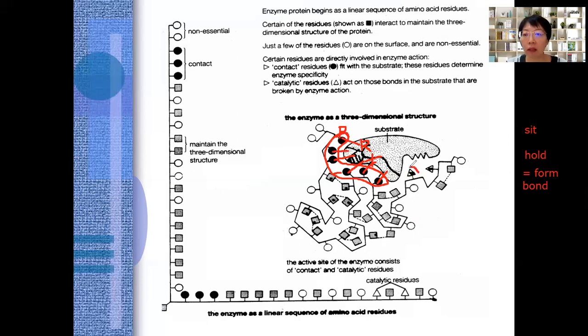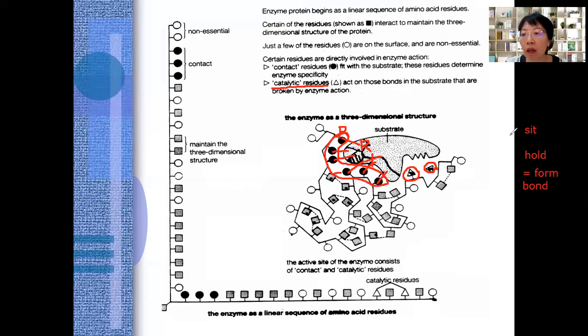Then we have got this R group, which is triangular in the active site. So the triangular R group is called the catalytic residues. Okay, catalytic residues means they will take part in breaking the bonds of the substrate. So that's why it's catalytic, means they have to catalyze the reaction. So they will take part in breaking the bonds in the substrate so that the reaction will take place. Okay, so that's what you can find in the active site of the enzyme.